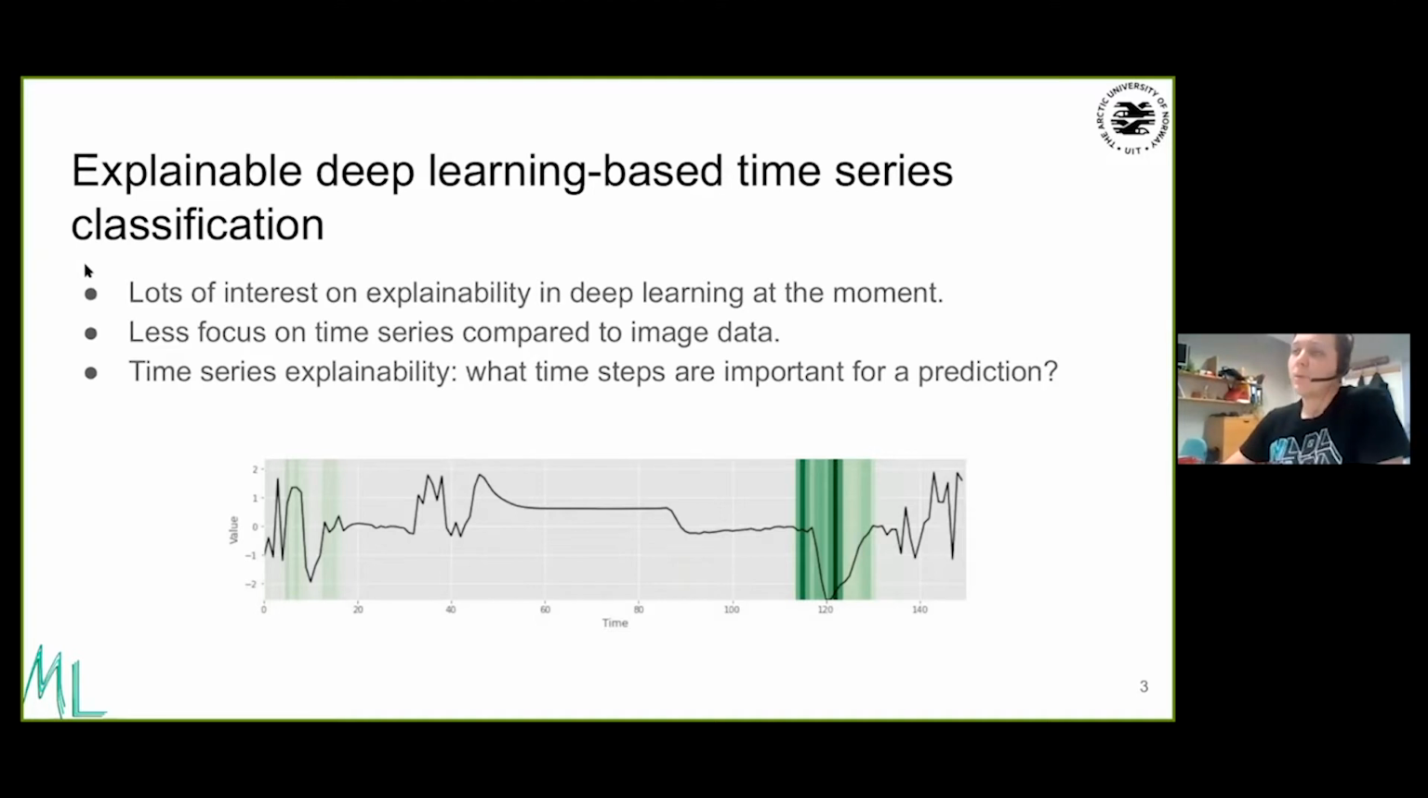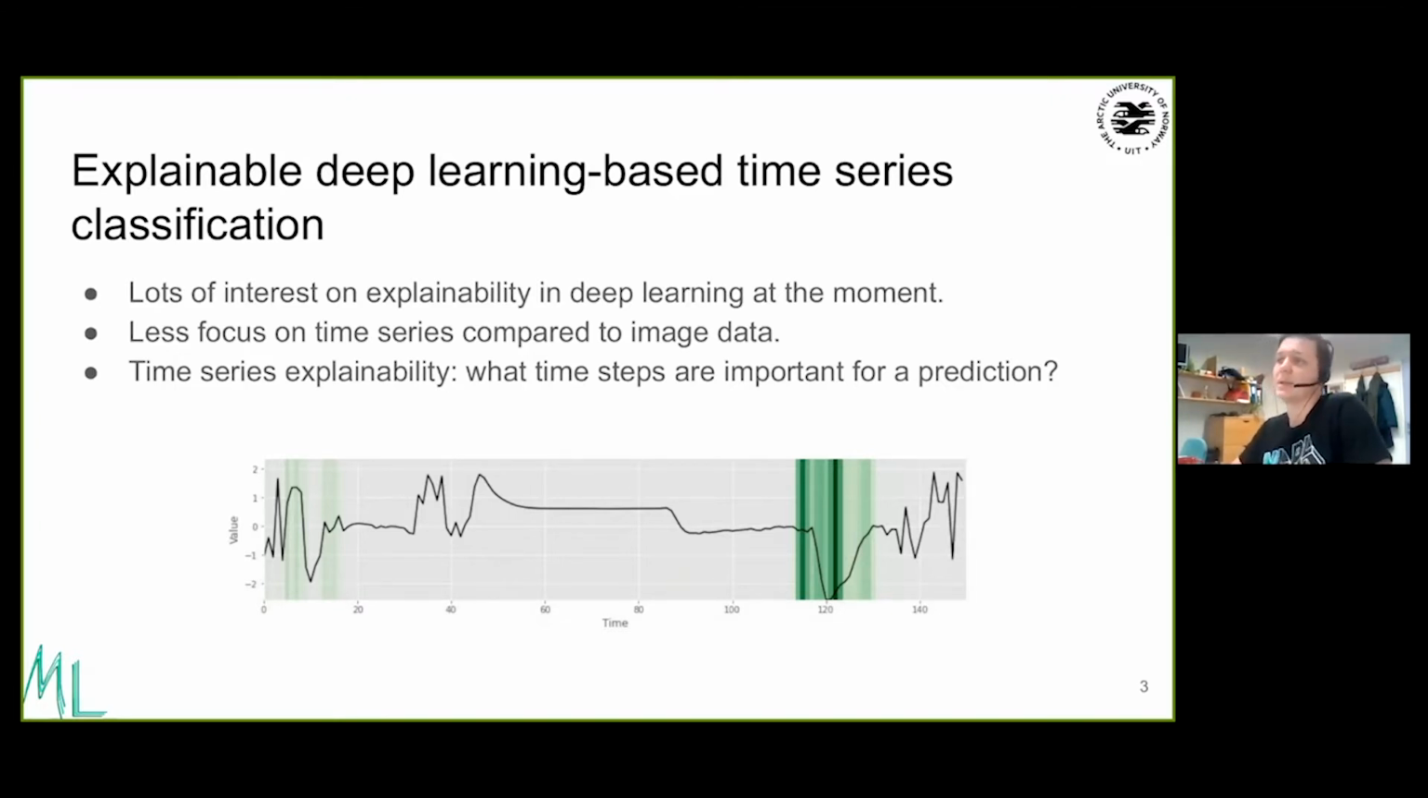When we talk about explainability for images, it's often what pixels influence a prediction, as we've seen in previous presentations today. And in time series, it's very similar, but instead of pixels, it's what time steps influence a prediction. So to illustrate, I have an example here.